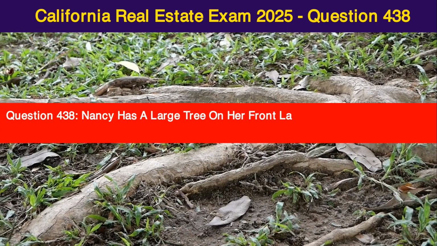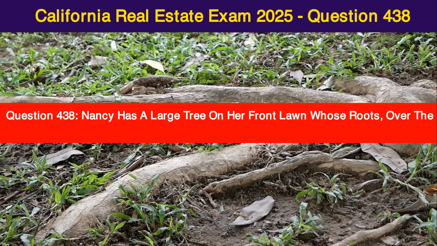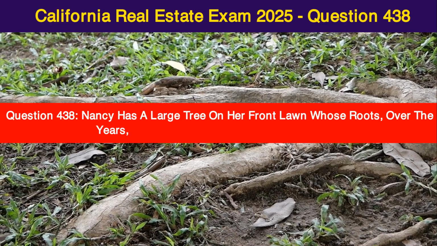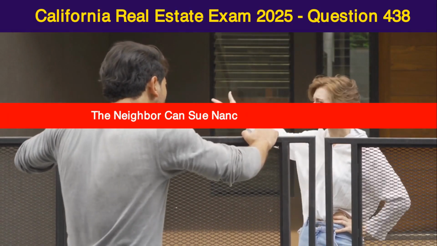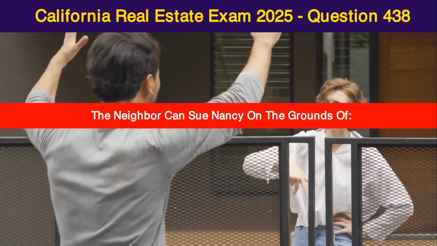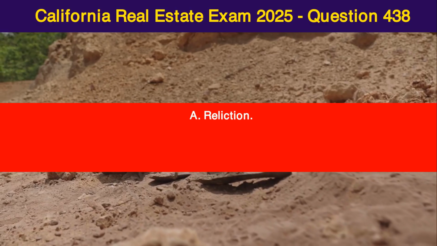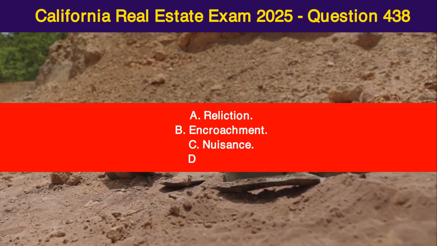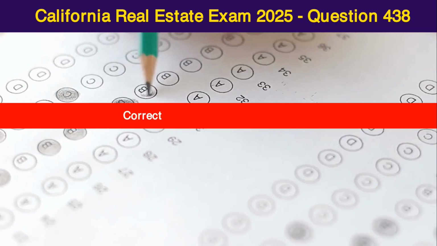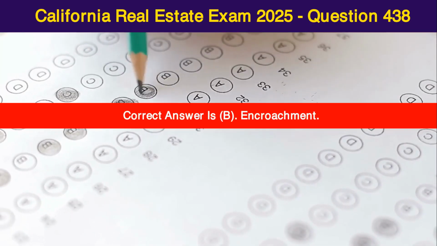Question 438. Nancy has a large tree on her front lawn whose roots, over the years, have spread onto her neighbor's lawn. The neighbor can sue Nancy on the grounds of A. Reliction, B. Encroachment, C. Nuisance, D. Covenant. Correct answer is B.